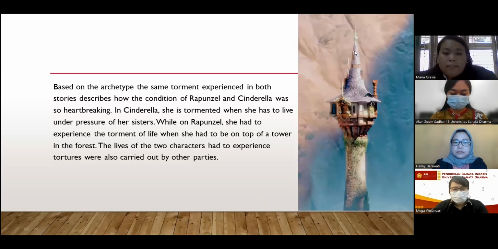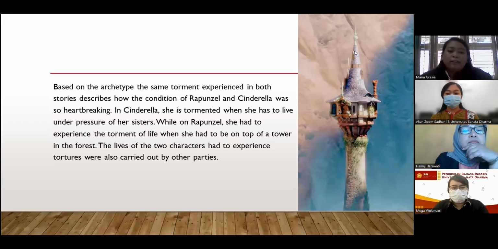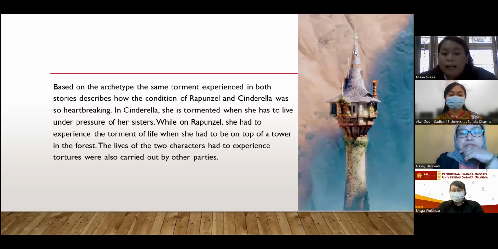Based on the archetype, the Sam Thorman experience in both stories describes how the condition of Rapunzel and Cinderella was so heartbreaking. Cinderella is tormented when she has to live under the pressure of her sister, while Rapunzel had to experience the torment of life when she had to be on top of a tower in the forest. The lives of the two characters were tortured, and it was carried out by other parties.